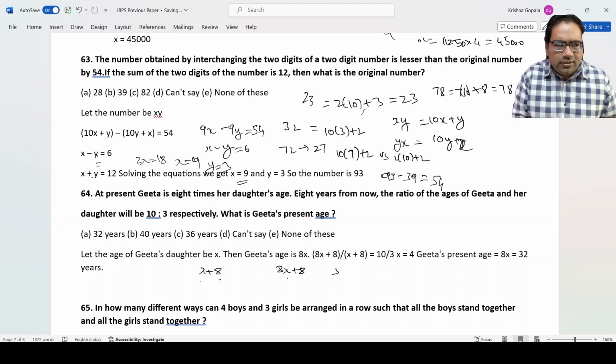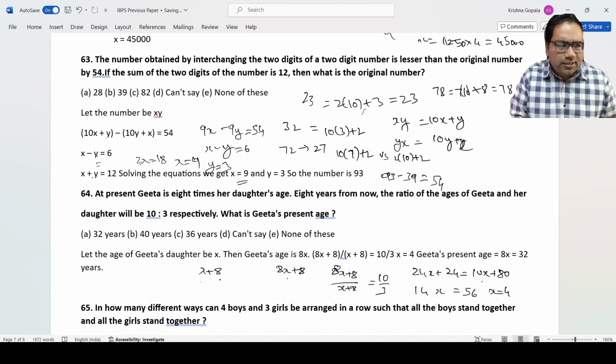So what is given? 8x plus 8 by x plus 8 is equal to 10 by 3. We can solve this with cross multiplication. 24x plus 24 is equal to 10x plus 80. 24x minus 10x, 14x, is equal to 56. x equals 4.